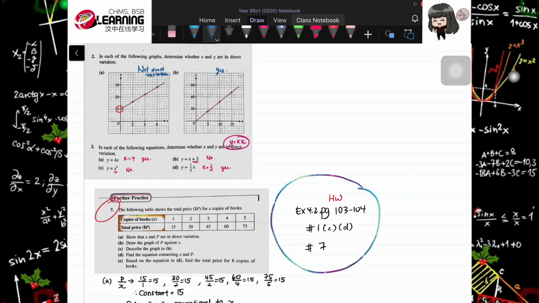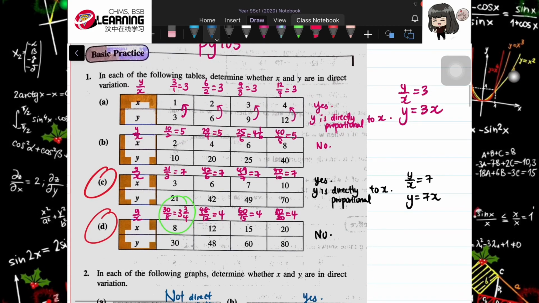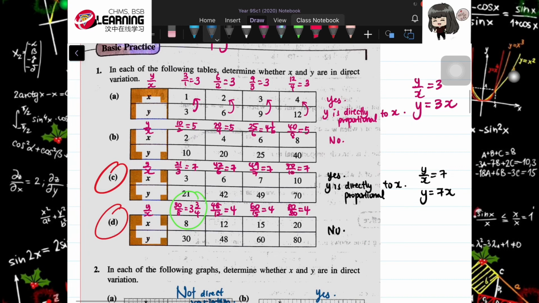Okay, so last lesson I asked you guys to do question number 1CD and number 7. Let's check the answer together. Number 1C. You find all the constants, y over x. So it's all 7 in 1C.